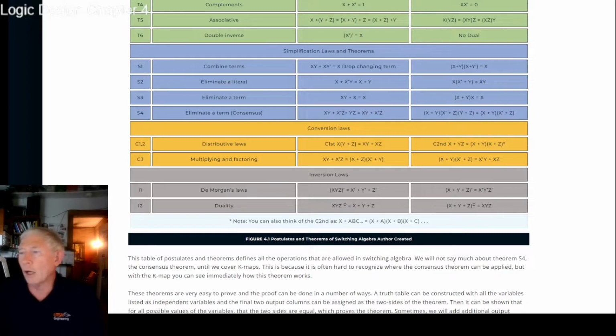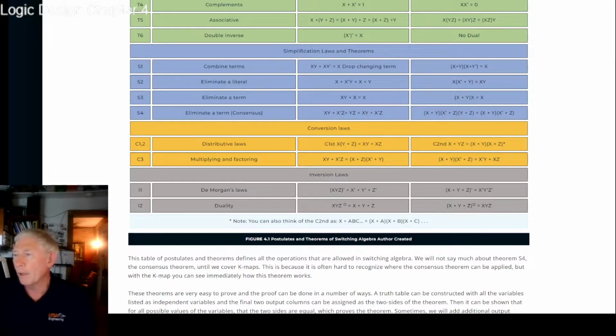Here we can eliminate a literal. This one's a little harder to see. X plus x prime y equals x plus y. I'll prove it later when we go back and work on this some. I just want to expose you to it today. And then x times the quantity x prime plus y. The x prime here is useless. This just gives us xy. And if you think about it, if you multiply the x in here, x times x prime is always 0 plus xy. So that's just xy.